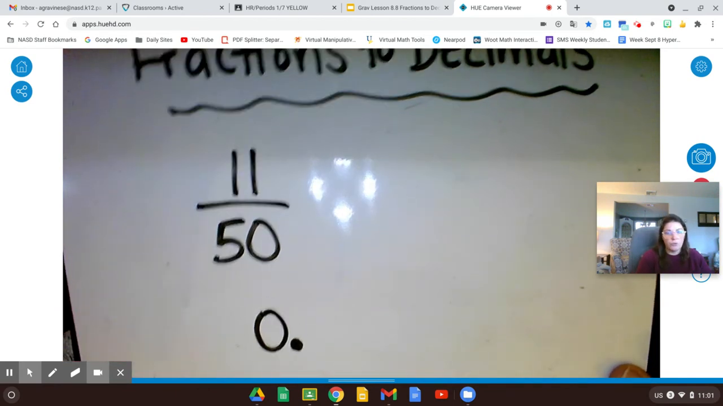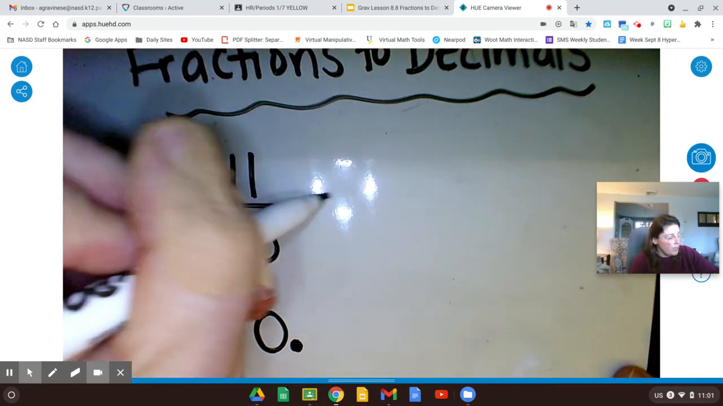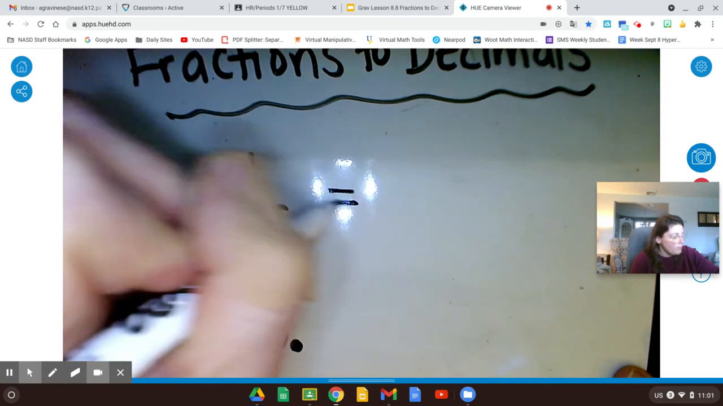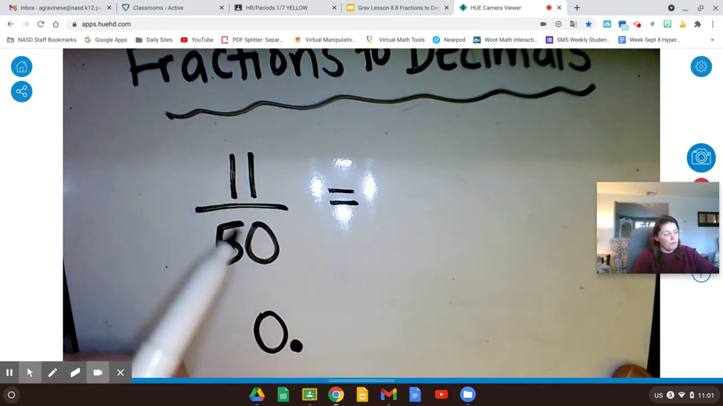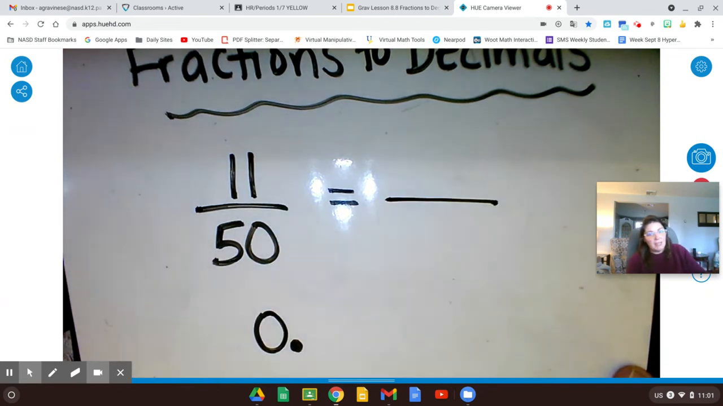You actually have to make a change. And that change is making an equivalent fraction. So we need to figure out 11 fiftieths, an equivalent fraction that has a decimal place value as the denominator.